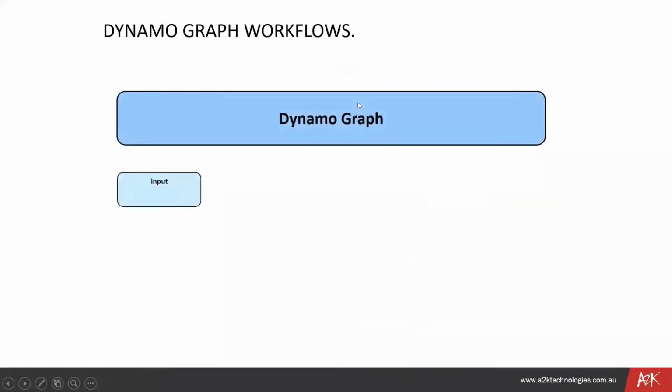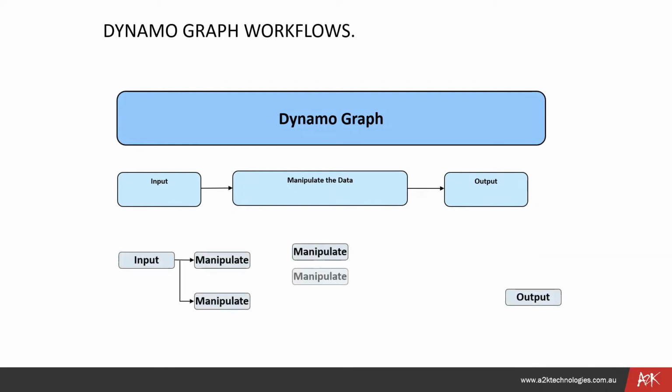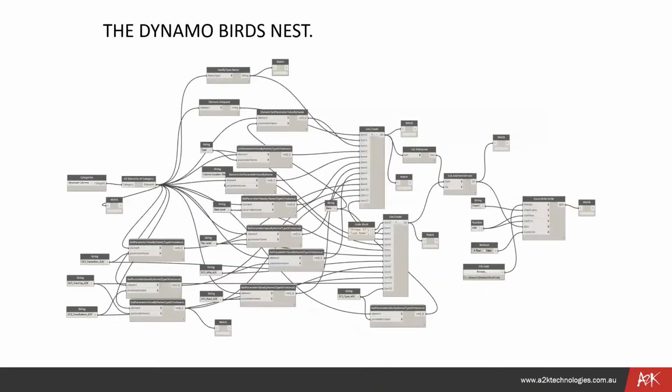So the basic workflows, you have your graph. You get from an input to then manipulating that data and then going to the output. That looks pretty simple. Usually it's a bit more like this, where you've got the inputs, you manipulate, and it's a lot of manipulation. And finally, you get your output. Generally, all the graphs have that form where you're going from input to output, but the manipulation can go a bit all over the place. And you end up with this, which is the Dynamo bird's nest.